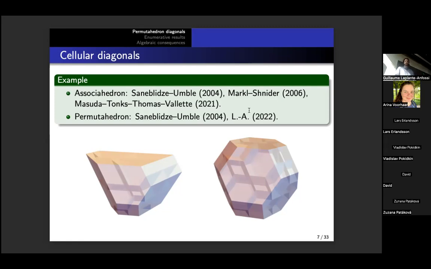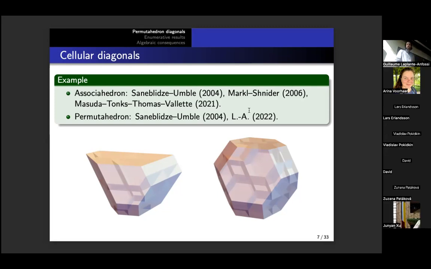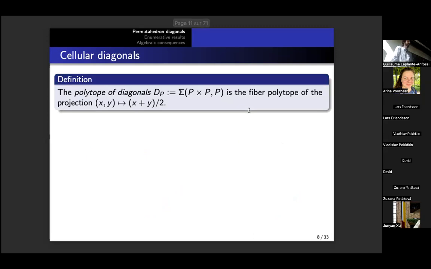Yes, and the reason why I got interested in that is because it was part of my PhD thesis. So this problem of finding and describing a cellular approximation of the diagonal of the permutahedron was really instrumental in defining some higher algebraic structures.